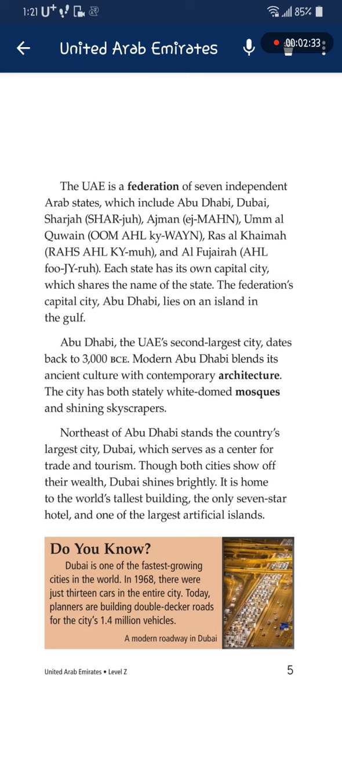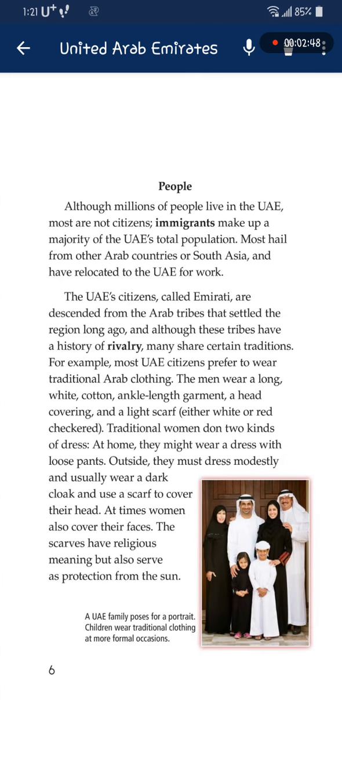Though both cities show off their wealth, Dubai shines brightly. It is home to the world's tallest building, the only 7-star hotel, and one of the largest artificial islands. People. Although millions of people live in the UAE, most are not citizens. Immigrants make up a majority of the UAE's total population.